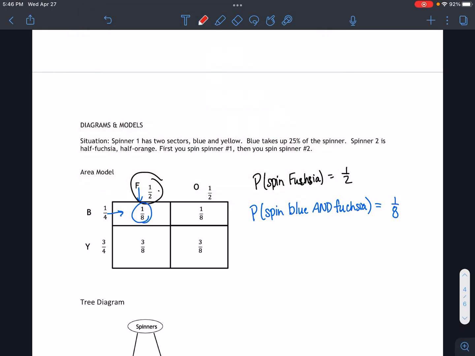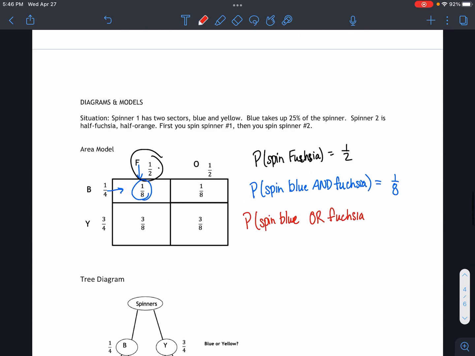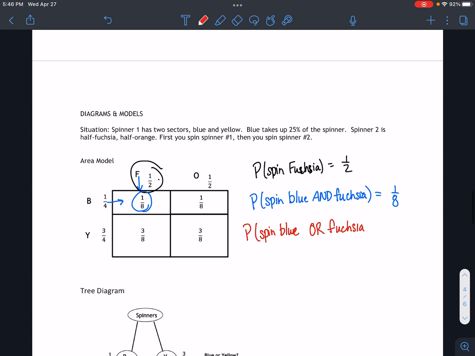And then the final one that we are going to do is an "or" probability. So this would be the probability that we spin blue or we spin fuchsia. I want to make sure that I'm not ruining something for myself. Yep, okay. Spin blue or fuchsia. So now spinning blue and fuchsia would work. That would be a case we'd want to consider.